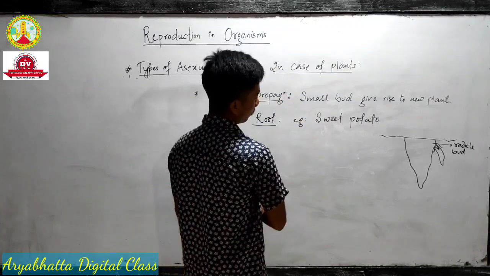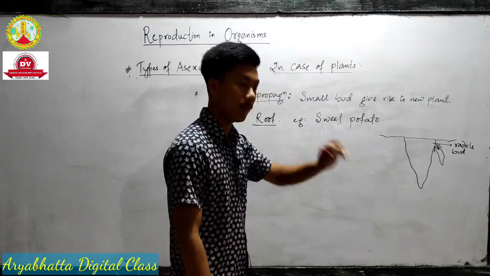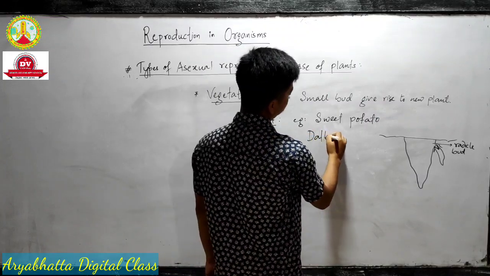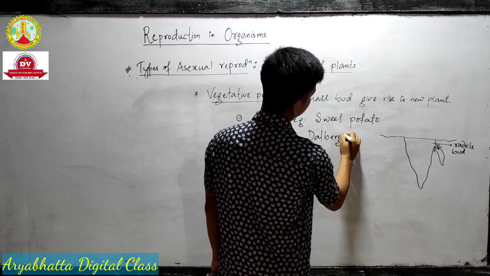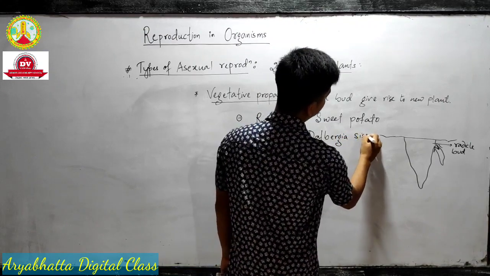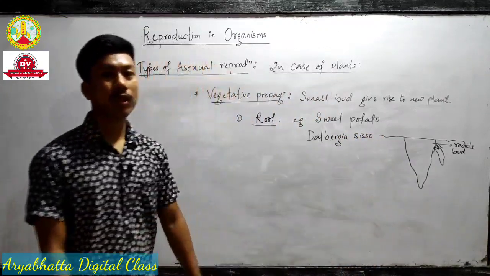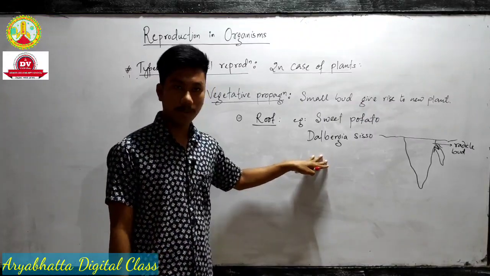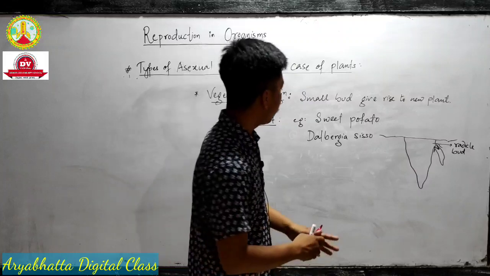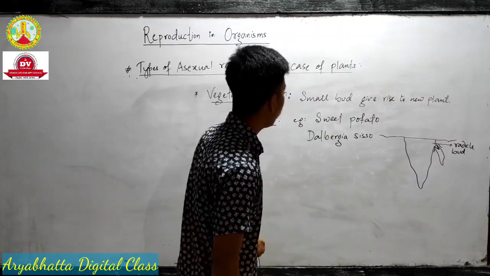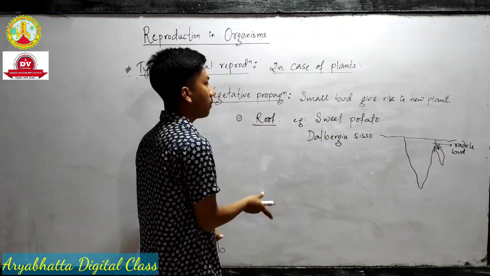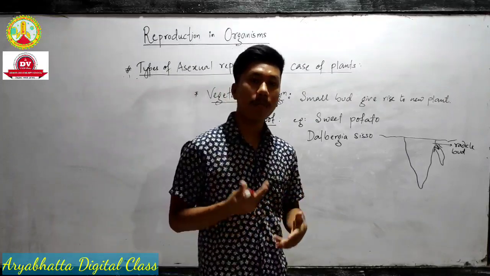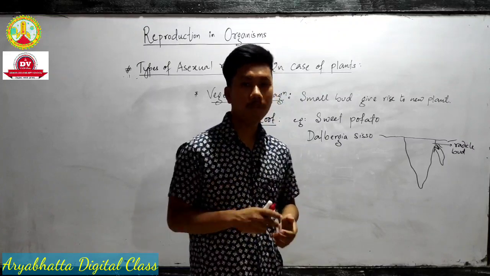Sweet potato, one more example. Again, we have already discussed this in first year. I'll give you one more example: Dalbergia sissoo, a woody plant, very good for timber. So two examples I'll give you. These are the vegetative propagation in case of root. What happens in case of root? A small bud develops, known as radicle bud, and gives rise to a new individual.